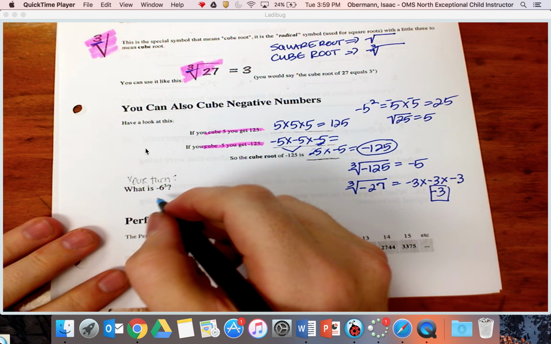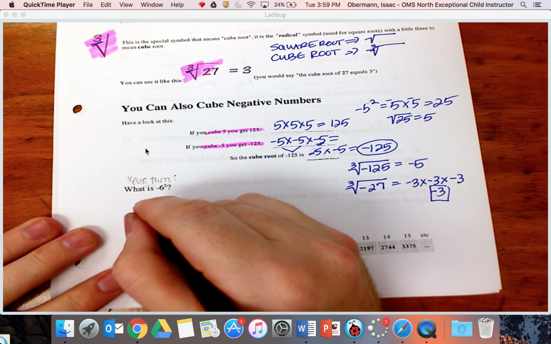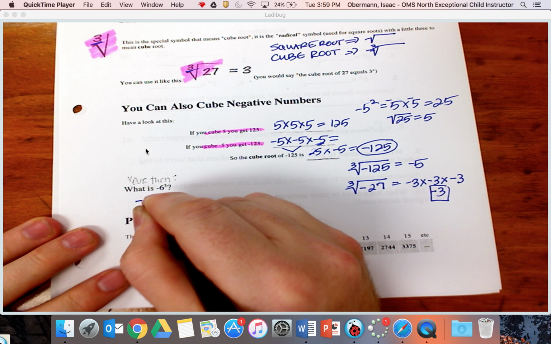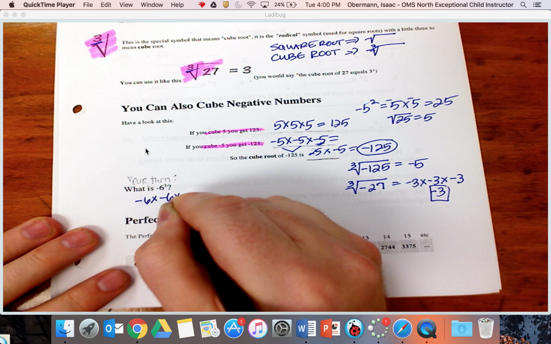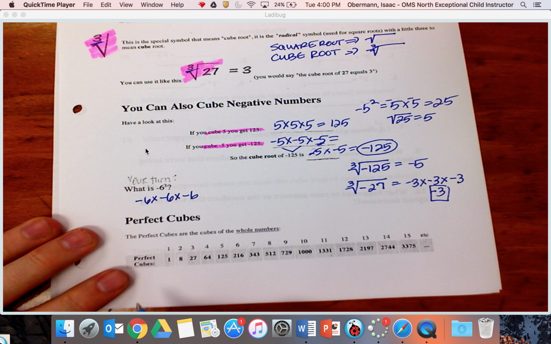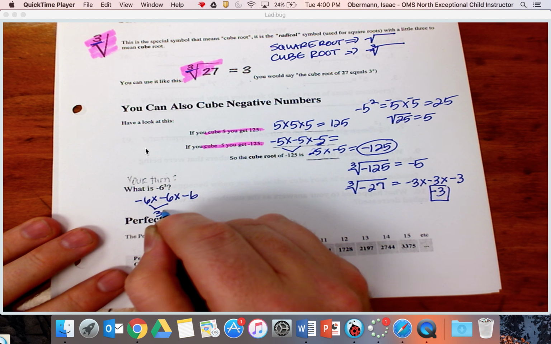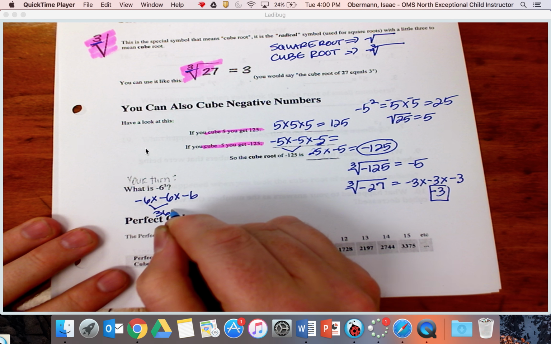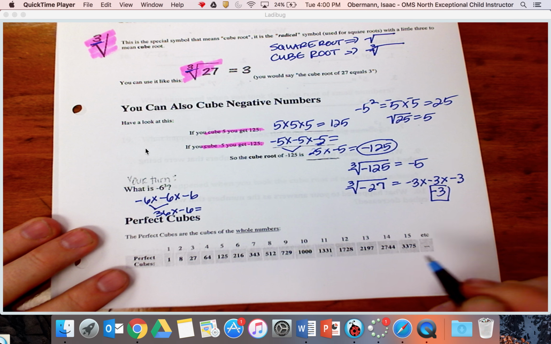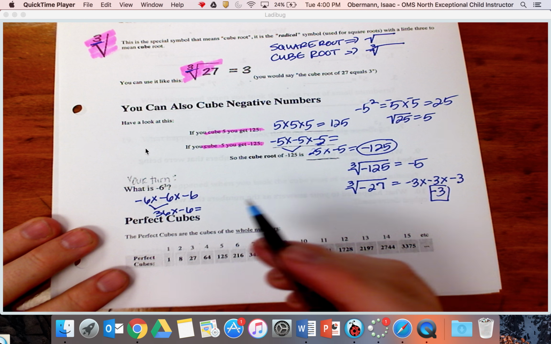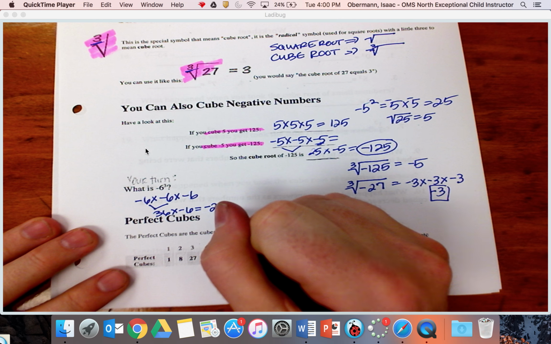You look at this one here, they have -6 to the third power. So -6 to the third power is -6 times -6 times -6. If I multiply those, I'm going to get positive 36 times the -6. A positive and a negative give me a negative. I get -216.